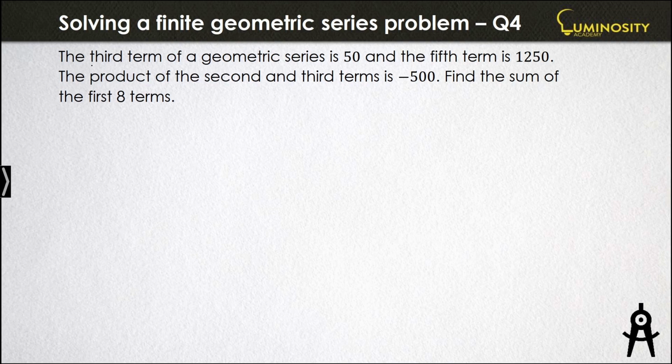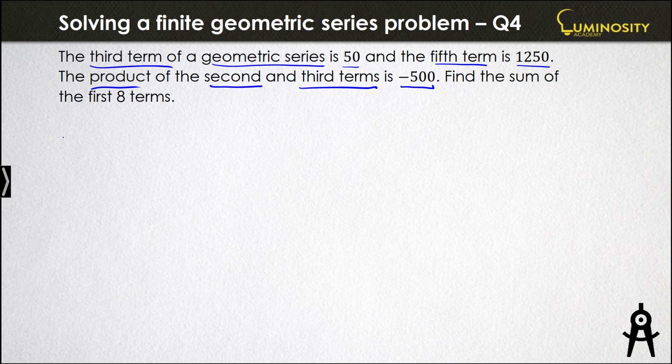We're told that the third term of a geometric series is 50, and the fifth term is 1250. The product of the second and third terms is negative 500. Find the sum of the first 8 terms.